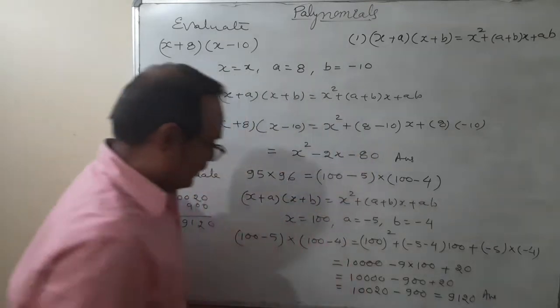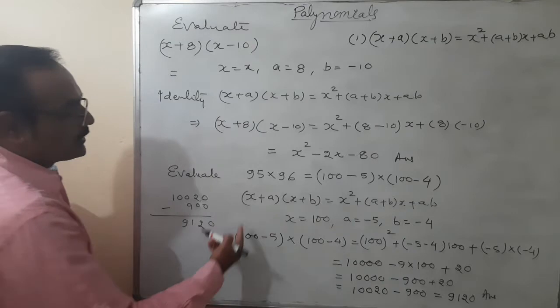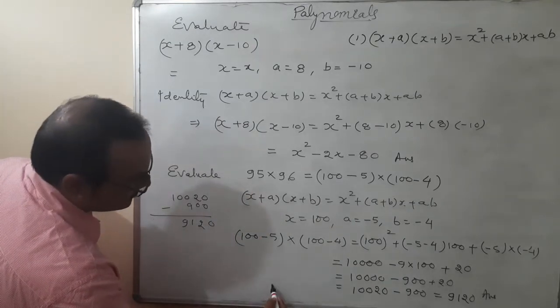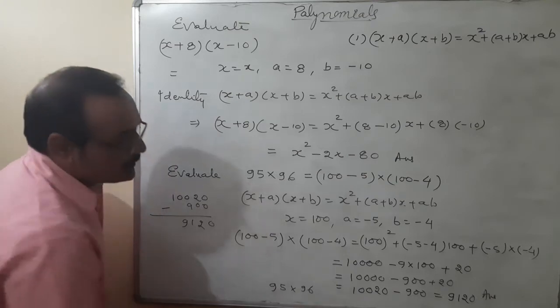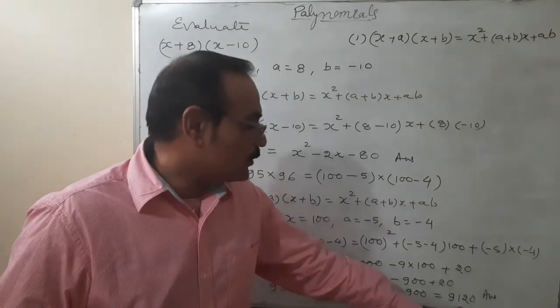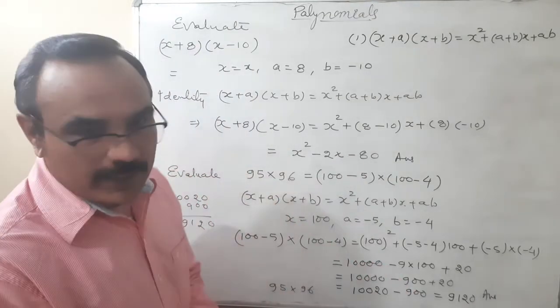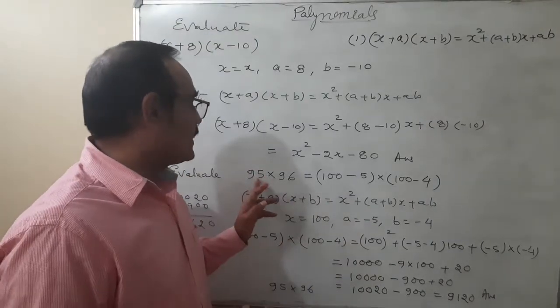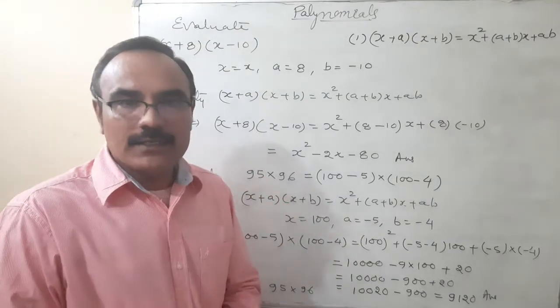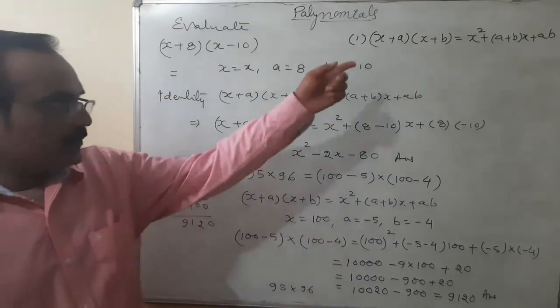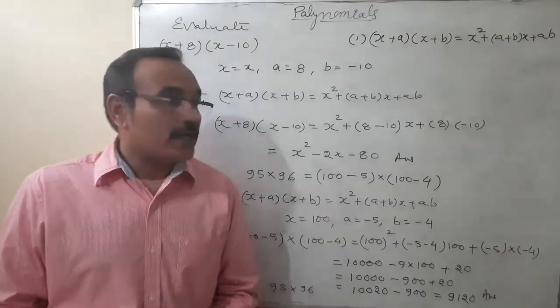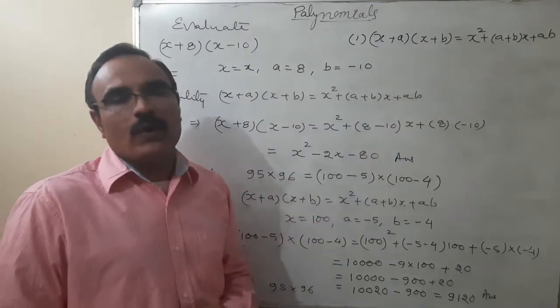So that means the answer of 95 multiplied by 96 is equal to 9120. And we can verify this answer by simply multiplying 95 multiplied by 96. So that is the second example which is based on this identity. So friends, this is identity number 1.